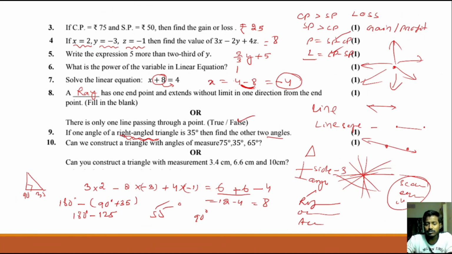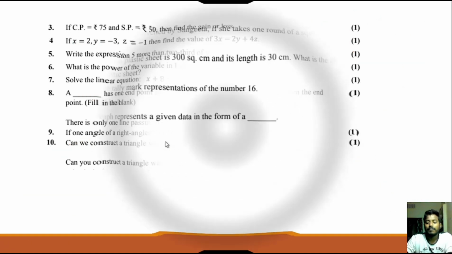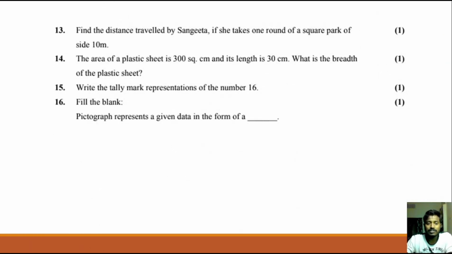In this type of question we should check that the sum of the three angles must be 180 degrees, if not then it is not a triangle. Simply sum: 5 plus 5 is 10, plus 5 is 15. 15 is not equal to 180, so it is not a triangle. So the answer is no.